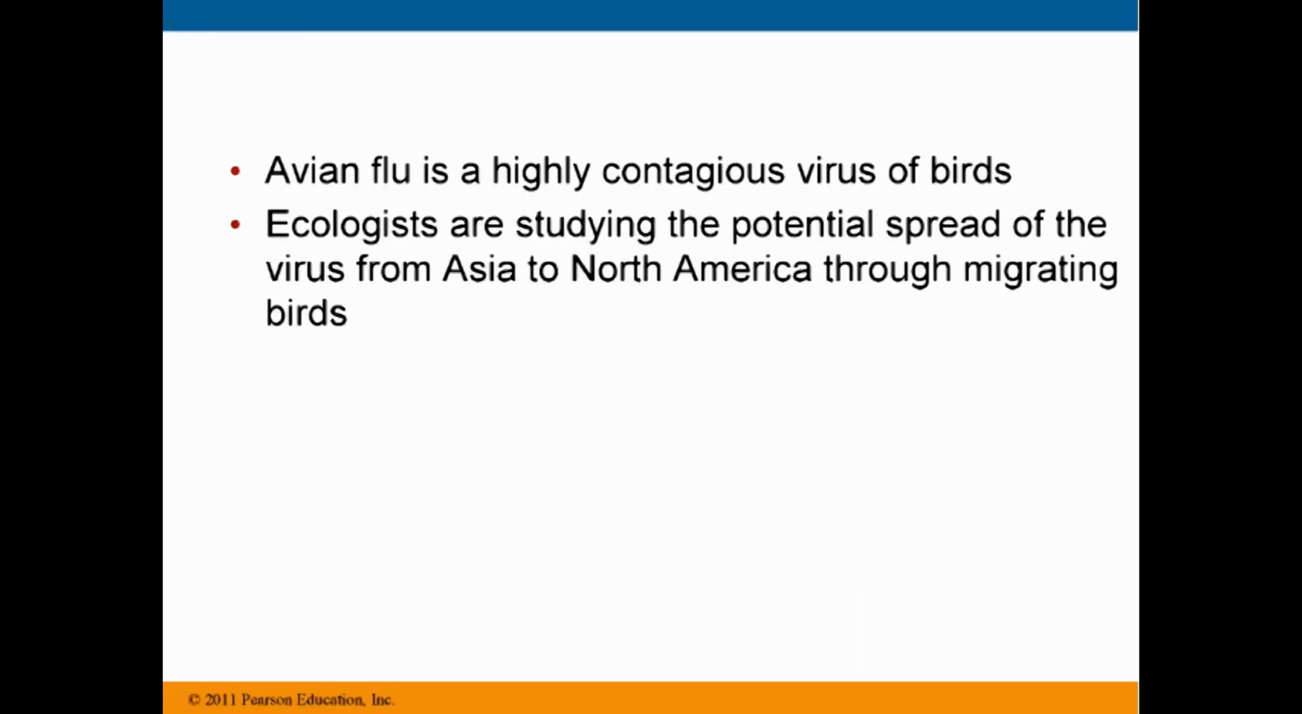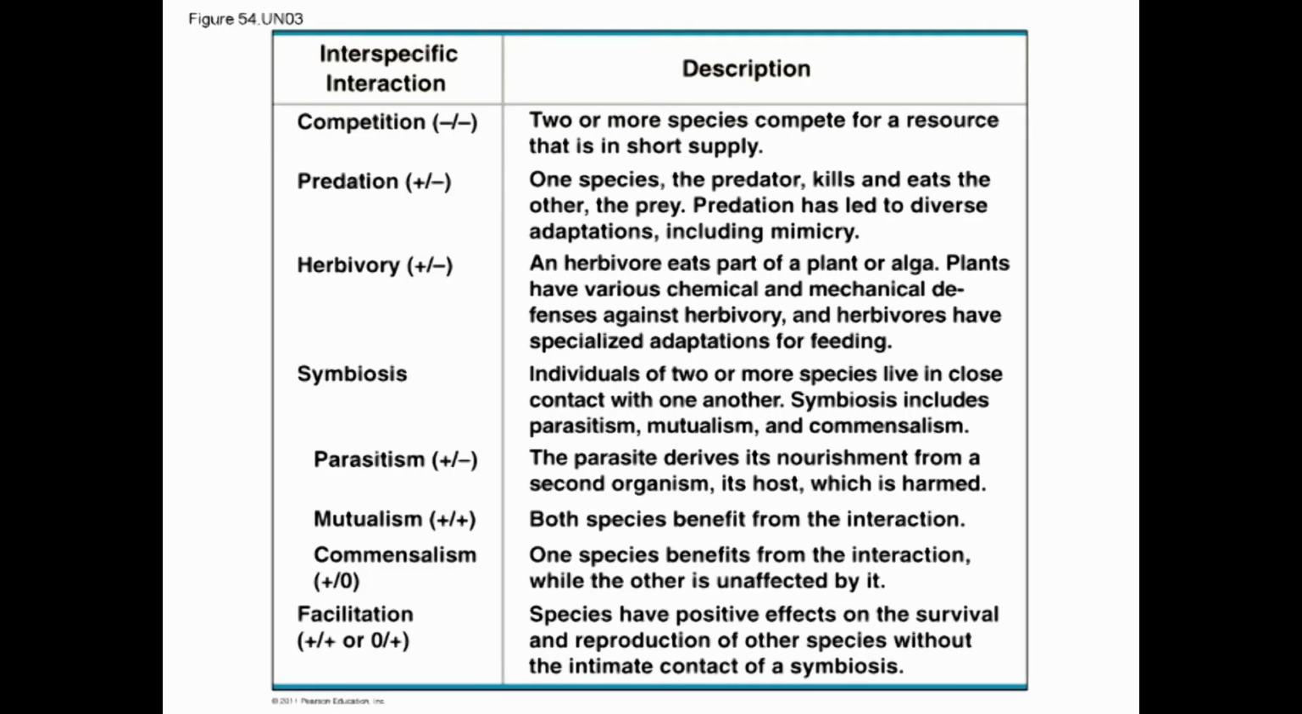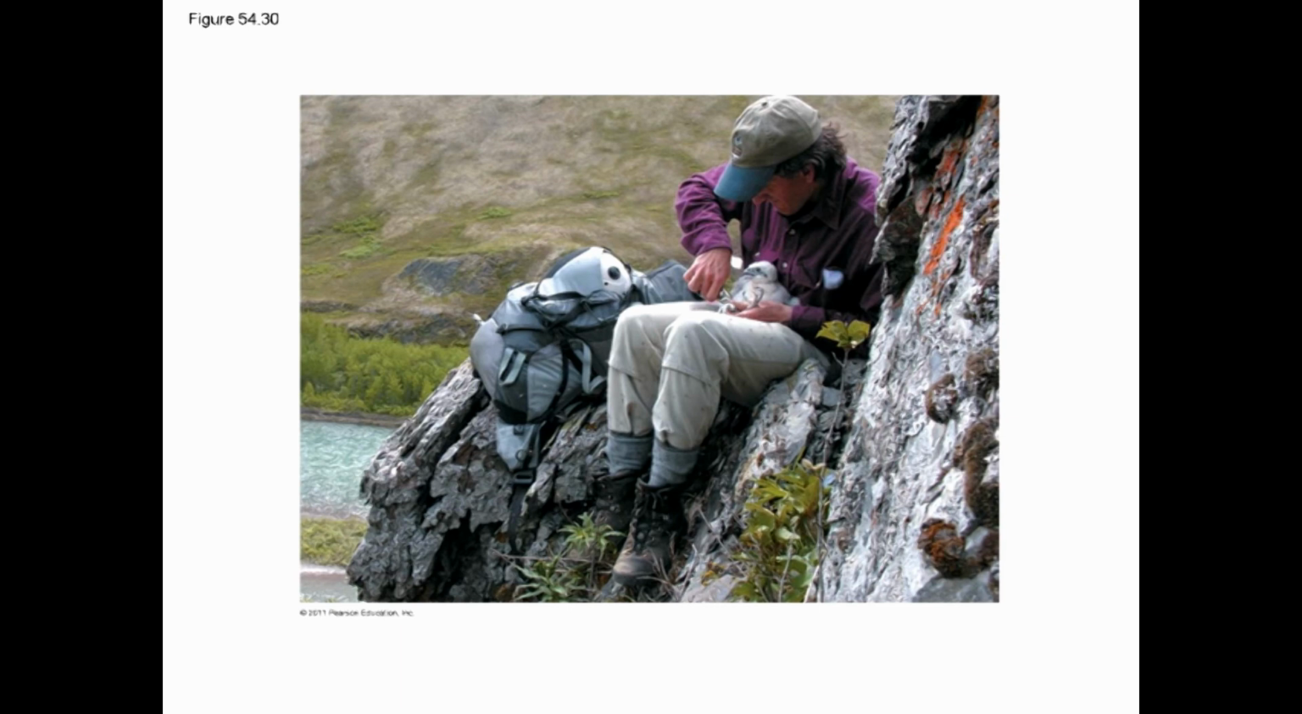Avian flu is a very highly contagious virus of birds, hence the avian part. Avian flu has spread from Asia to North America through migrating birds. And here we have an ecologist testing a bird to see if it does have avian flu. Pretty nice job, huh? To go hiking all the time and to capture animals, test them, then release them back to the wild. So let me back up here real quick.